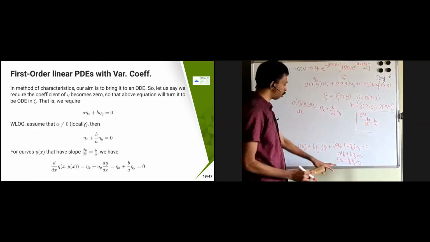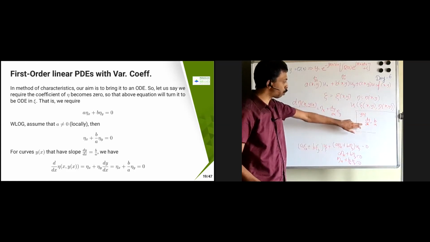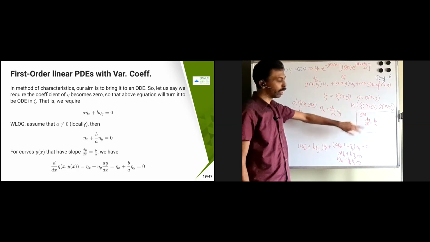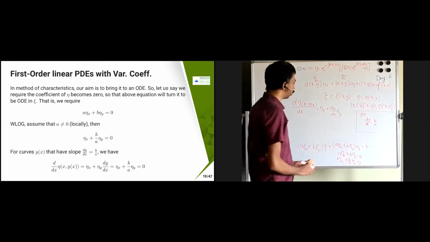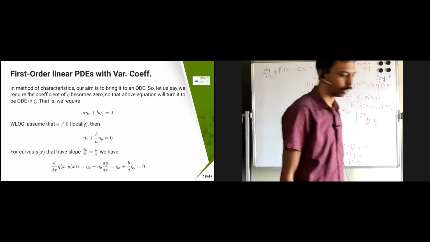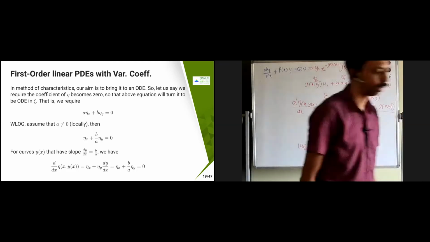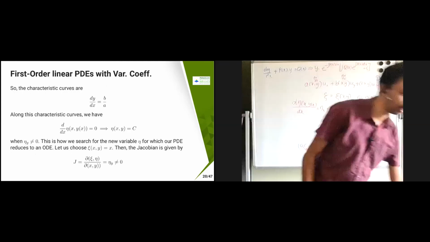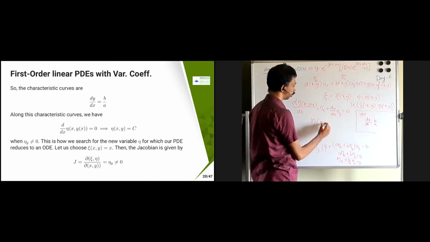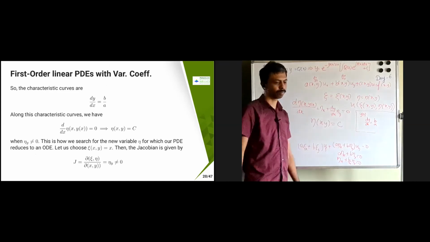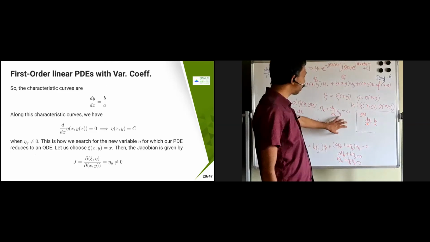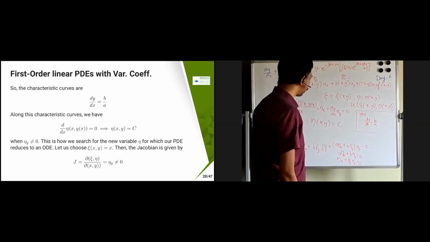Now compare these two. If I choose my y of x in such a way that it is giving the slope of the curve as b by a, then this is going to become 0. That means my eta of x comma y is constant along the curve. So this is the line which you need to solve. Once you solve that line, you will get some c. That c you are going to use as eta of x comma y.